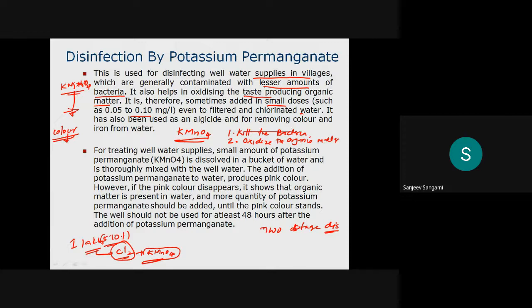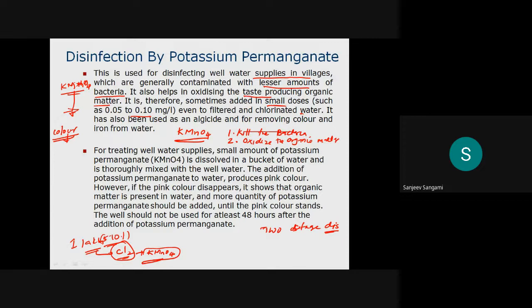Even 10 or 15 years back, people used to put some potassium permanganate into the wells. Normally it is recommended for the wells, remember, not for any drinking water treatment plant. We cannot use it for our drinking water treatment plant.